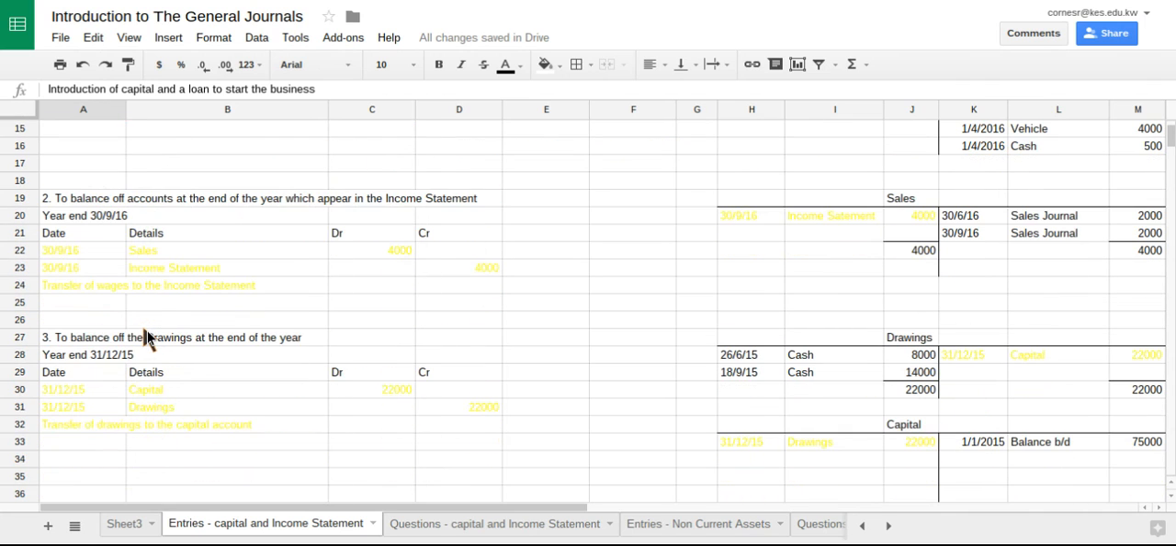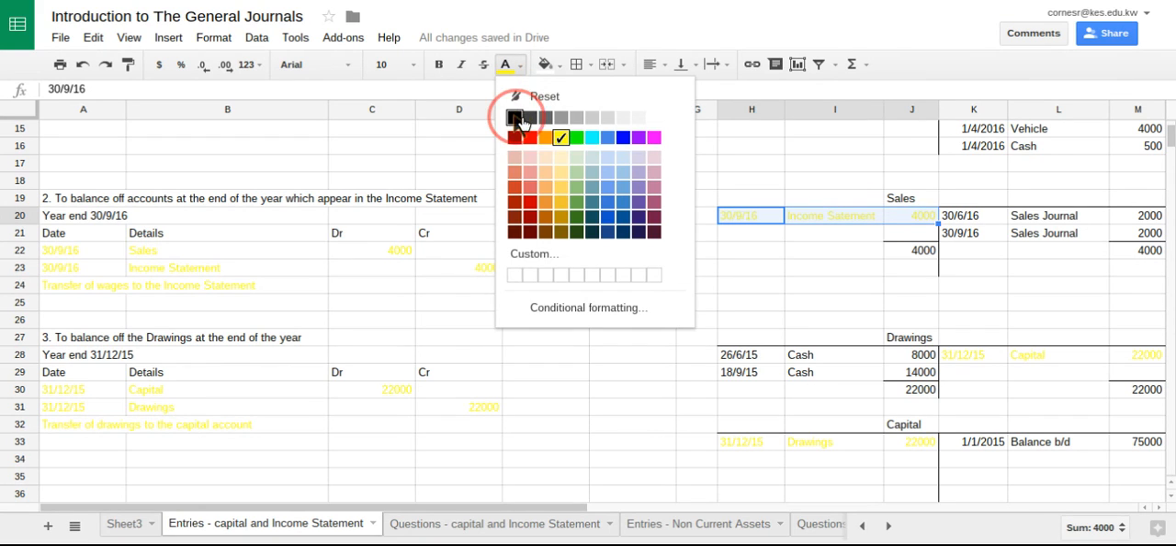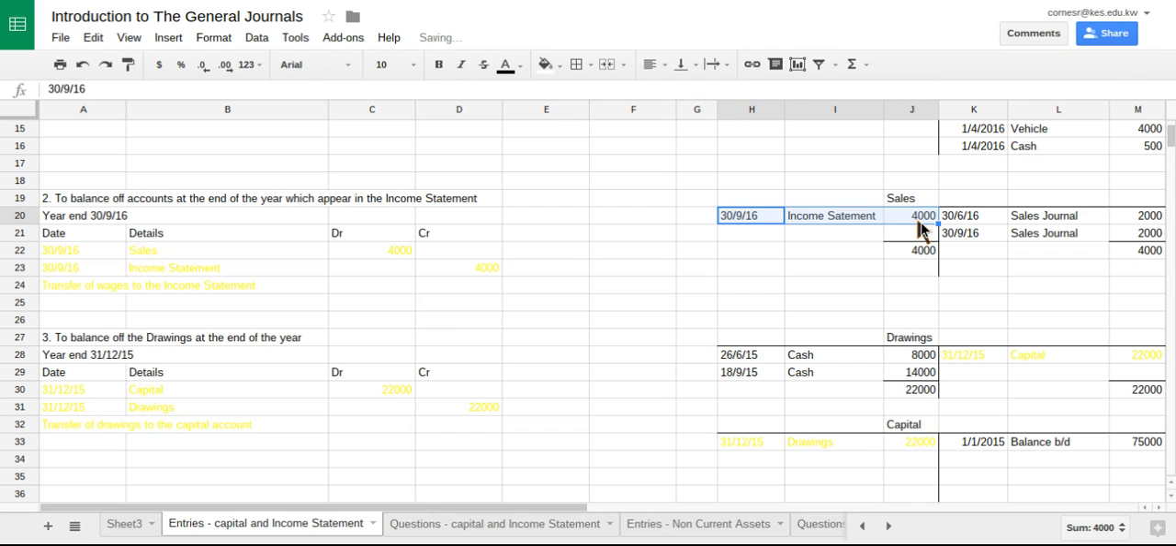The next thing that we always use the journal for are those end of year balancing of income and expense accounts where they go into the income statement. So here we've got the sales. Okay, the sales total $4,000 for the year. So therefore, what we already know how to do is when we balance off that account at the end of the year, the balancing figure is going to appear in the income statement, and it will be a credit entry in the income statement because we're balancing off on the debit side of the sales account.